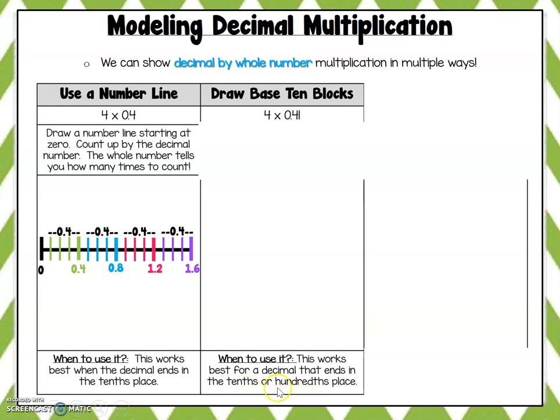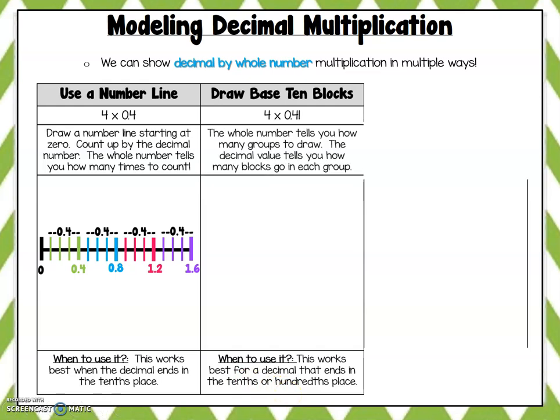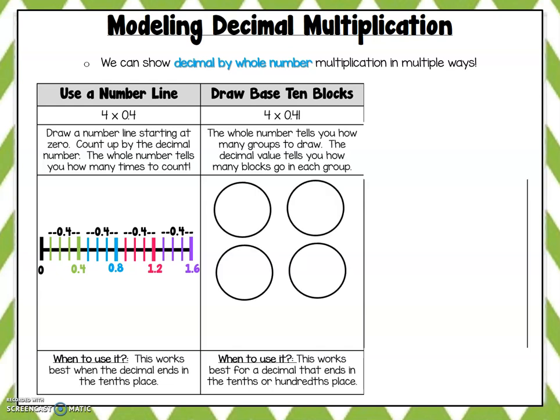And I chose the base 10 blocks for this example because base 10 blocks work really well for decimals that end in the tenths or the hundredths place. So the whole number part, again, is going to tell us how many groups we have, and then the decimal value will tell us how many blocks go in each group. So in 4 times 41/100ths, I have 4 total groups. And in each of those groups, I have 41/100ths, which I can show with 4 tenths rods and 1 cube. So I'll make all 4 of my groups the same.